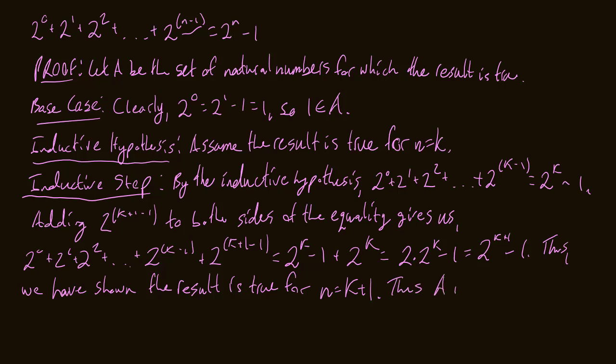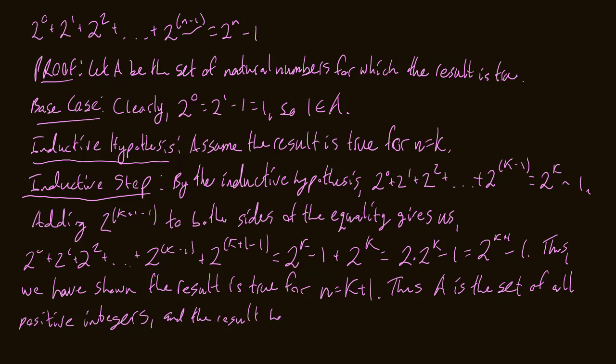Thus A is the set of all positive integers. I guess what I could have said is like k plus 1 is in the set A. That's probably what I should have said first. I'm not going to rewrite that. You could just throw that in there. So you could say, thus k plus 1 is in A. So thus A is the set of all positive integers, and the result holds for all positive integers. Done. That's the end of our proof.